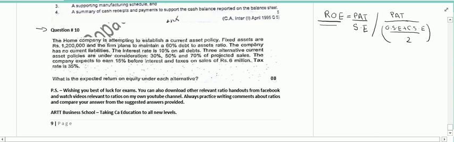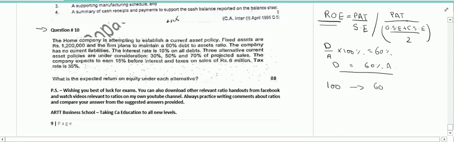It says that fixed assets are 1.2 million. So we know that the value of fixed assets will be 1.2 million, and that is fixed. And the firm plans to maintain a 60% debt to assets ratio. 60% debt to assets ratio means that debt divided by assets times 100% is equal to 60%. Or simply, my debts will be equal to 60% of my assets. Or we can also say that if I have 100 rupees of assets, I will have 60 rupees of debts on my balance sheet.